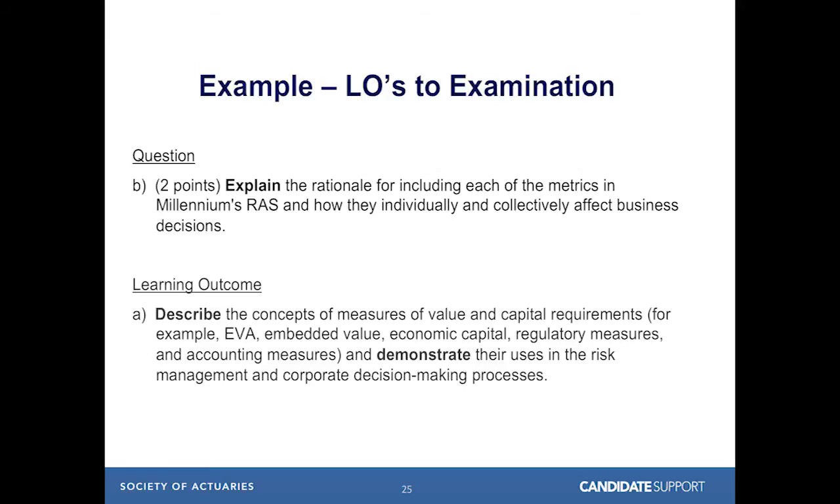I mean, look at the wording. Describe the concepts, embedded value, regulatory measures, and demonstrate their use, and explain the rationale for including each of the metrics in Millennium's RAS and how they individually and collectively affect business decisions. I mean, that's kind of exactly what this describe and demonstrate are asking you to do, right? It's just putting it in a very specific situation.